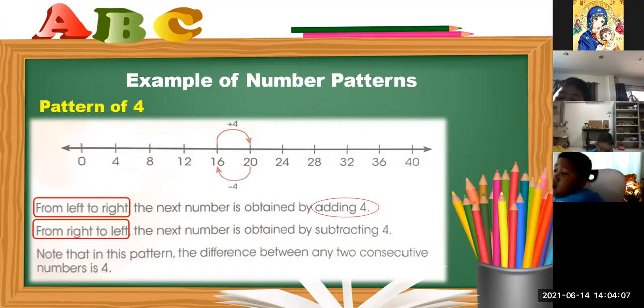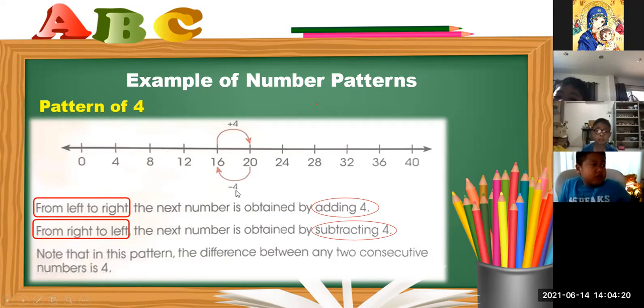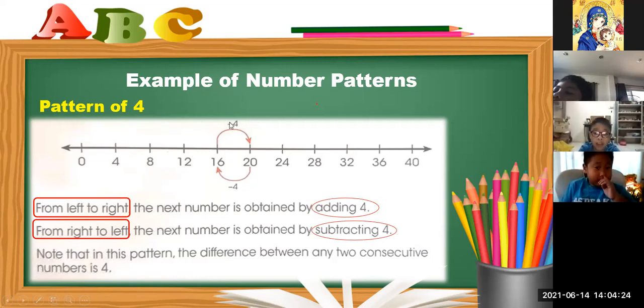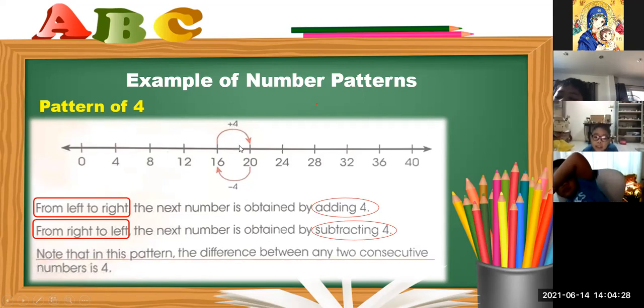If the number is from right to left, that means the next number is obtained by subtracting 4. When we say subtract, that means minus. Okay, you can see here minus 4. But if from left to right, that is adding 4 or plus 4. Same thing, in this pattern, the difference between any two consecutive numbers is 4.